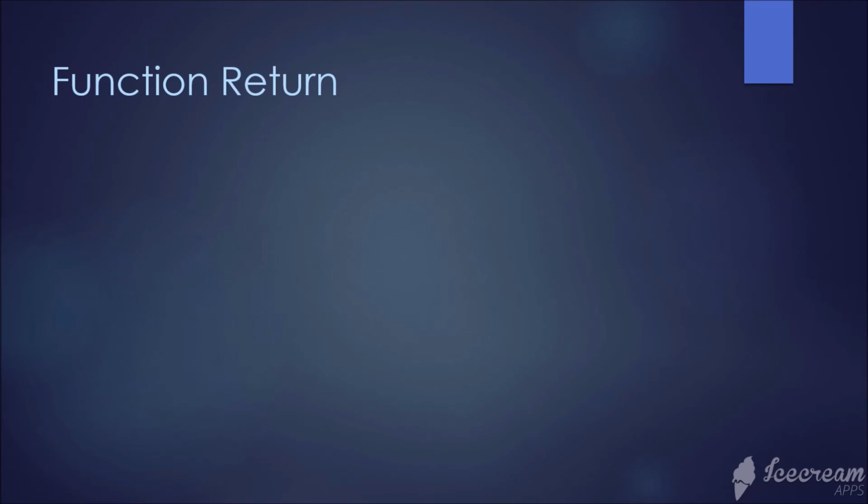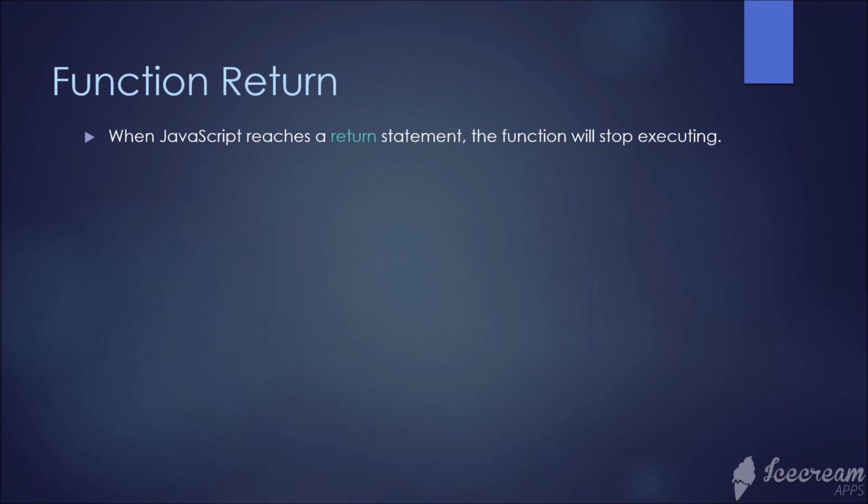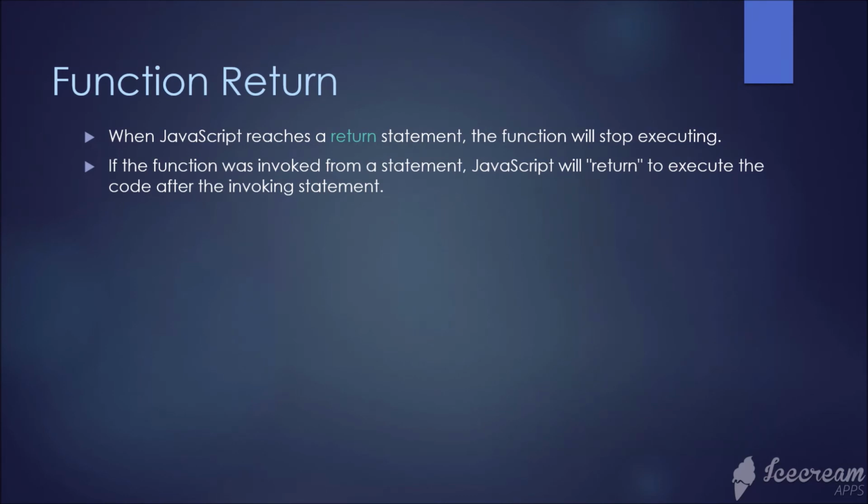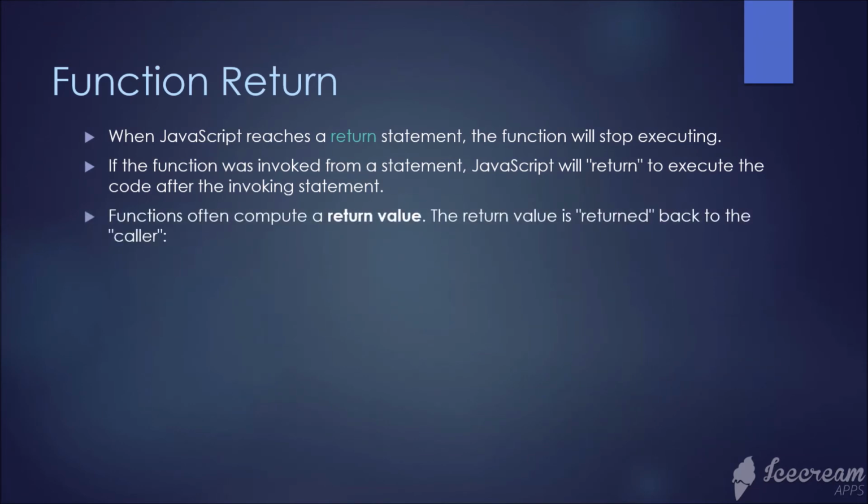Okay, so next is function return. So when JavaScript reaches a return statement, the function will stop executing. Okay, so if the function was invoked from a statement, JavaScript will return to execute the code after the invoking statement. Okay, so functions often compute a return value. The return value is returned back to the caller.